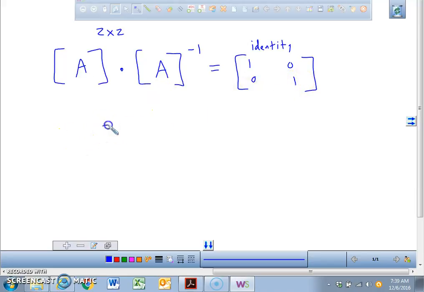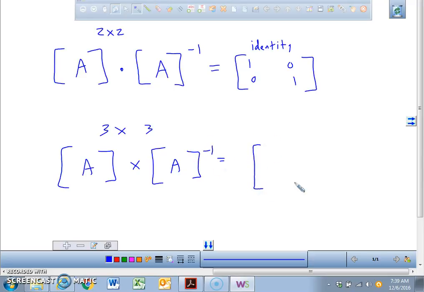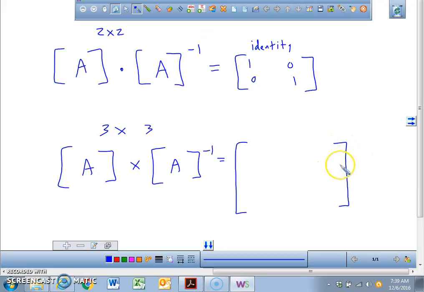Well, what if we had a 3 by 3 and we multiplied one matrix by the inverse of the other matrix? Xyla, what's the identity matrix going to be for a 3 by 3? It's 1, 0, 0, 0, 1, 0, 0, 0, 1. All right, so you see the ones going diagonal. Once again, this becomes the identity matrix.